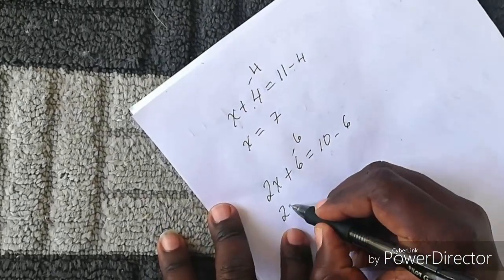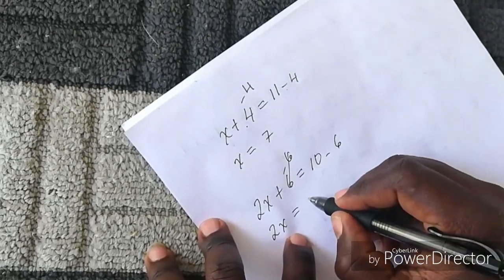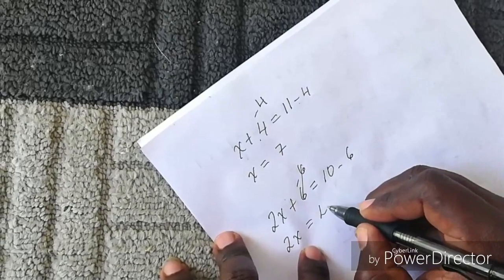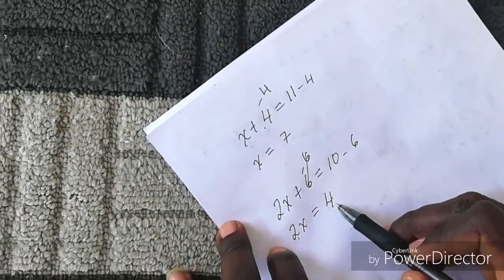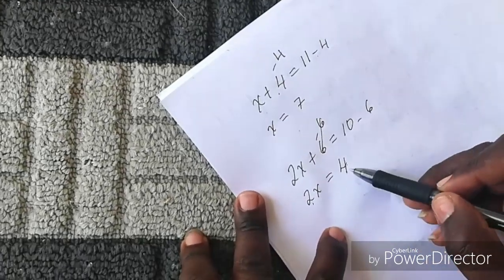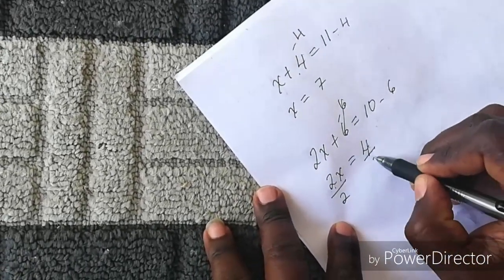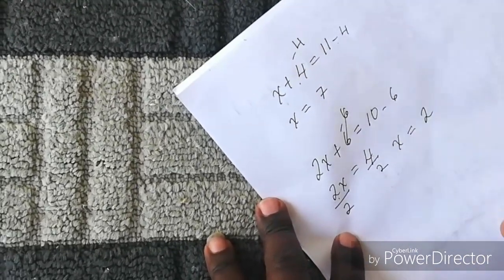So this is cancelled out. So 2x would be equal to 10 minus 6, which is 4. And once we get to this stage, we see that 2x is equal to 4. So what we'll have to do is to divide both sides by the number with the variable. So divide that side by 2 and divide that side by 2, obtaining that x is equal to 2.